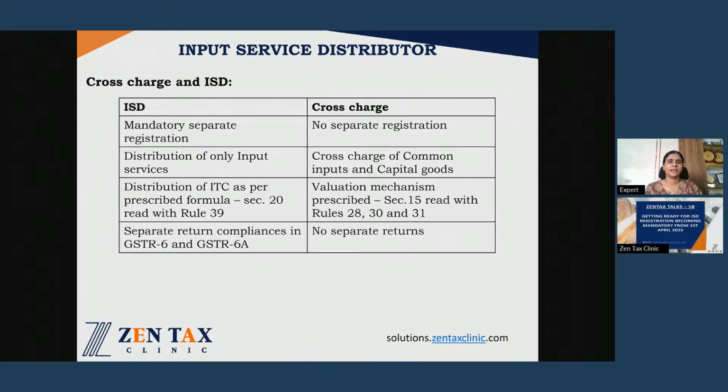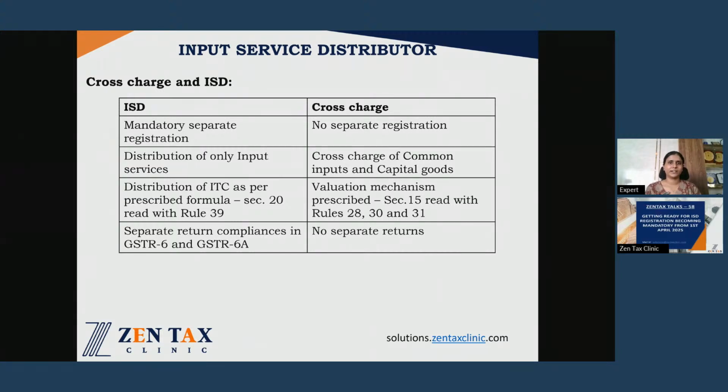The distribution of ITC for ISD is prescribed in section 20, read with rule 39. However, for cross charge, the valuation mechanism will be as per section 15, read with rules 28, 30 and 31.